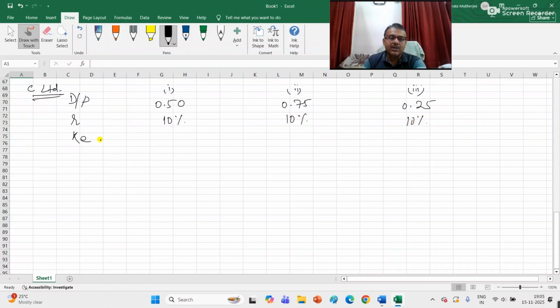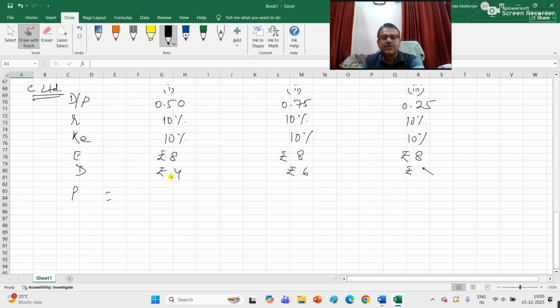Your cost of equity is the same, so for C Limited, R is equal to KE, and your earning is rupees 8. So your dividend will be rupees 4, rupees 6, and rupees 2. So your max P is irrelevant, because in all the situations you will have the same market price per share.